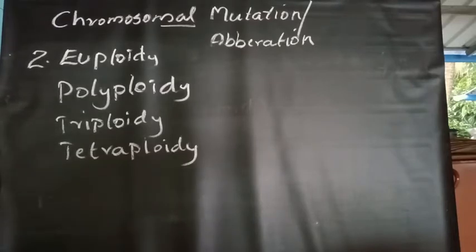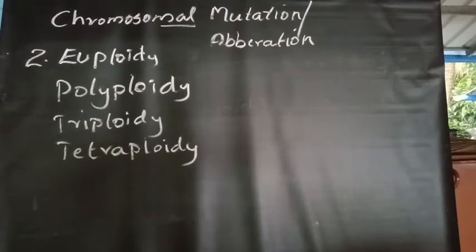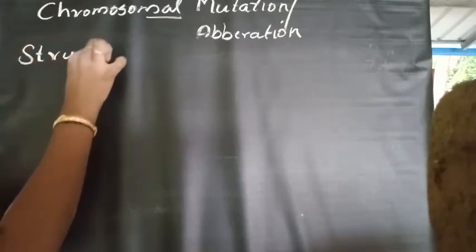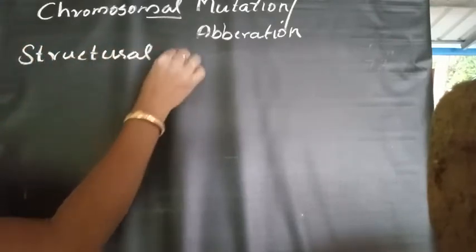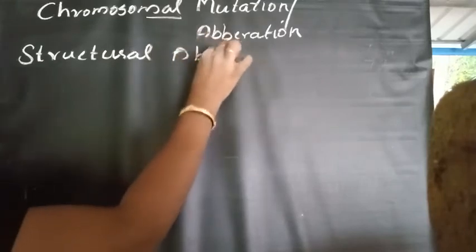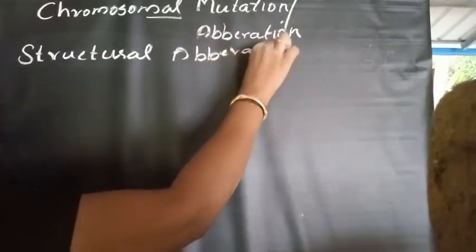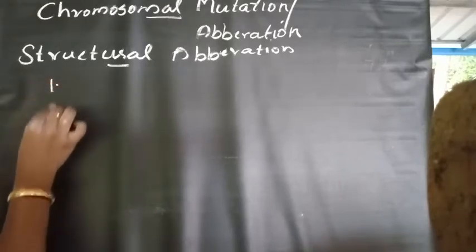Numerical chromosomal aberration. Then structural chromosomal aberration. Structural aberration means that due to mutation, the entire structure of the chromosomes is changed. That is the structural aberration. Structural aberrations are of 4 types.